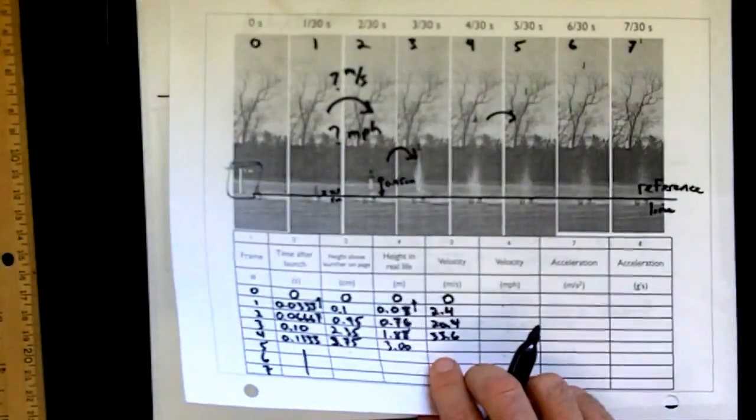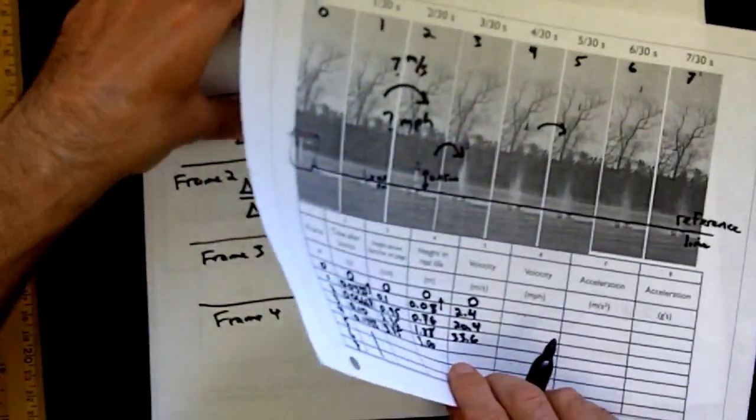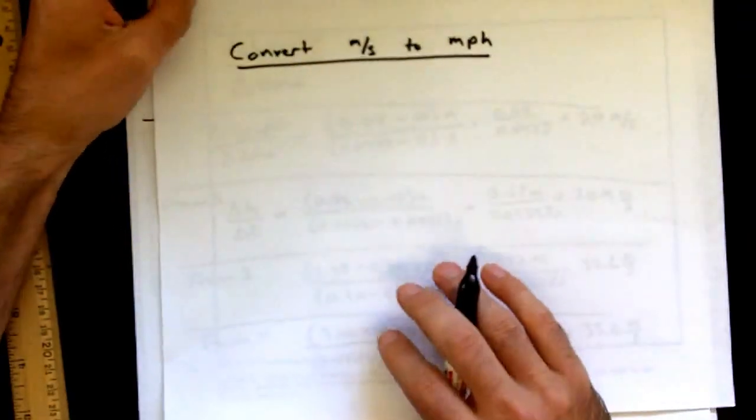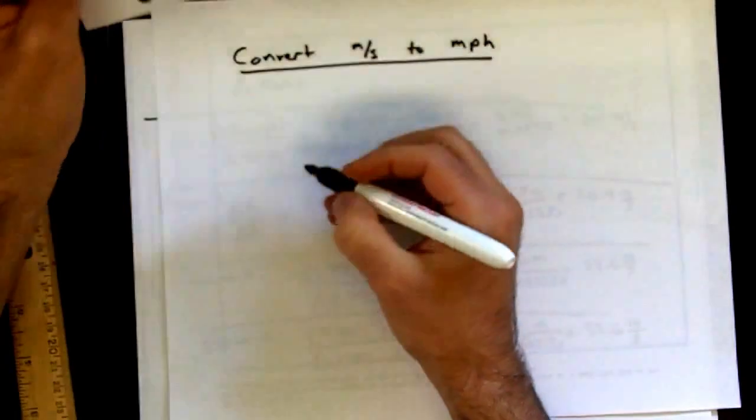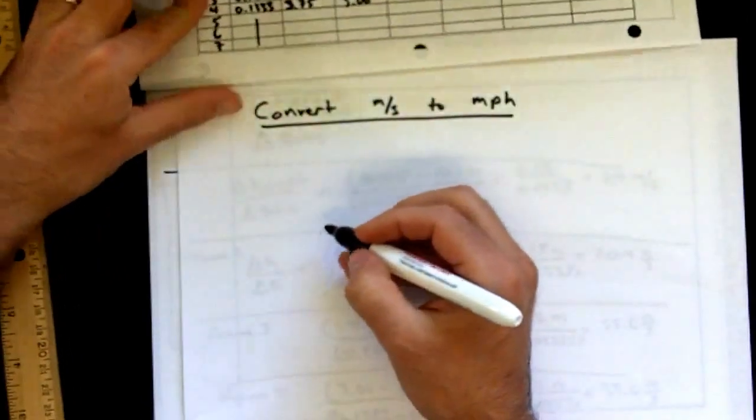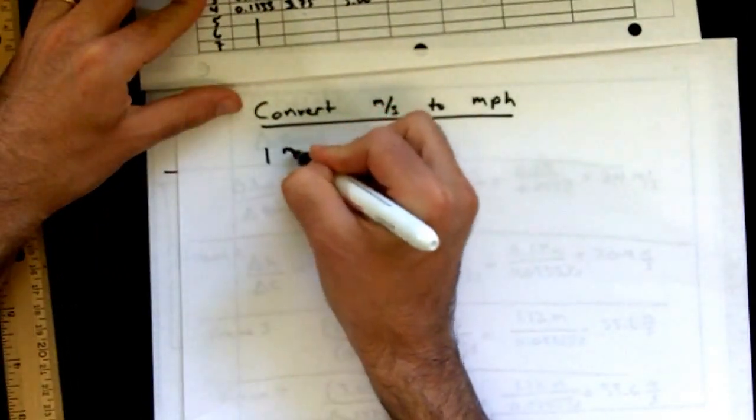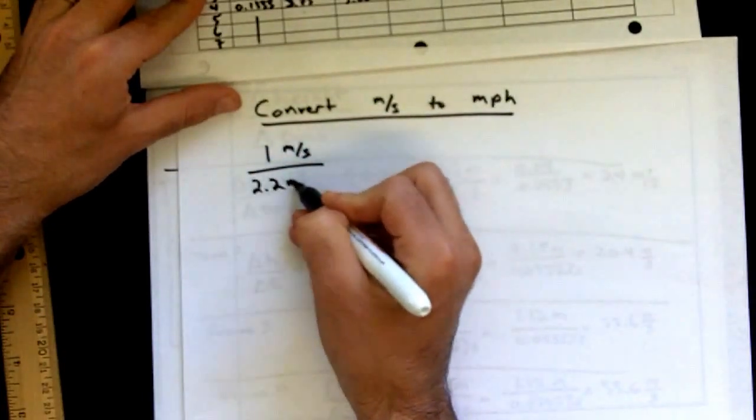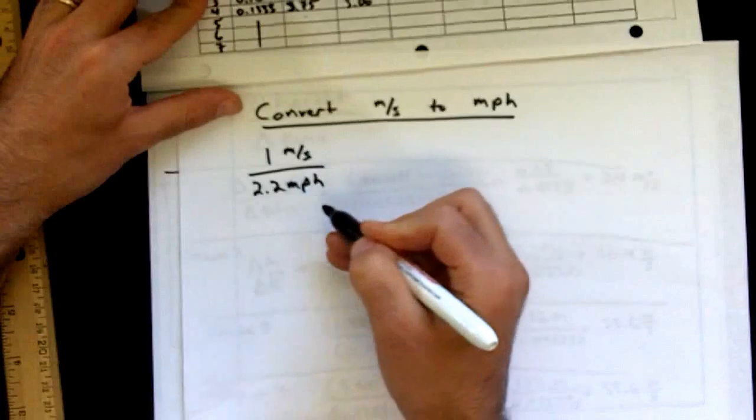There is one more phase we need to do, which is we need to convert from meters per second to miles per hour, because I quite honestly don't really know how much 33.6 meters per second is. And to do this, we need to know a simple fact. We need to know that 1 meter per second is equal to 2.2 miles per hour. And that's a fixed ratio.